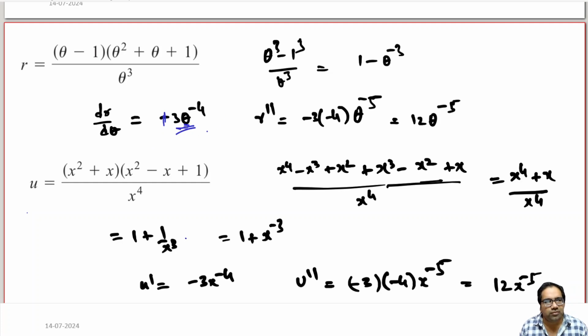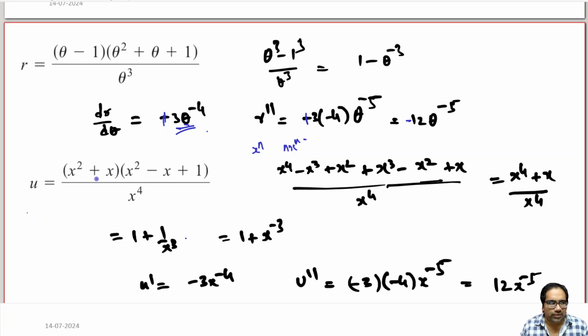Now, if you do the double differential of this, it is again plus 3 times minus 4 theta power minus 4 minus 1. The differential of x power n is n x power n minus 1. So this becomes minus 12 theta power minus 5. If you do the double differential, we can do 3 times, we can do 4 times, whatever. So far here we have done differentiating twice.